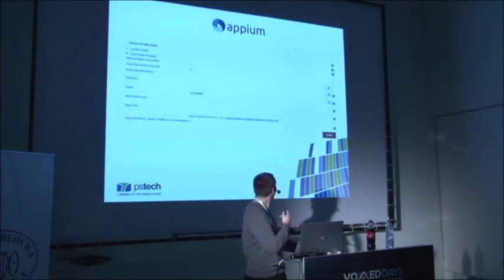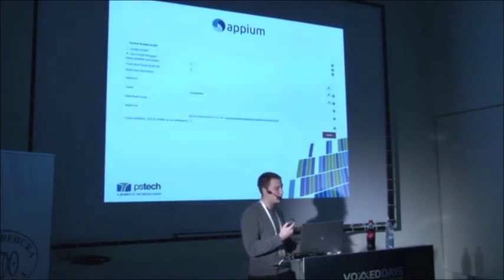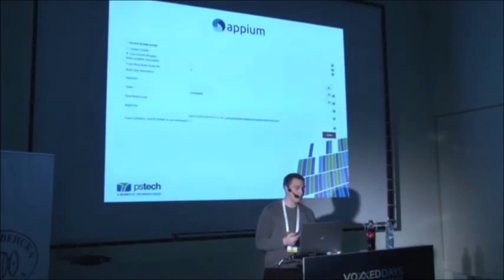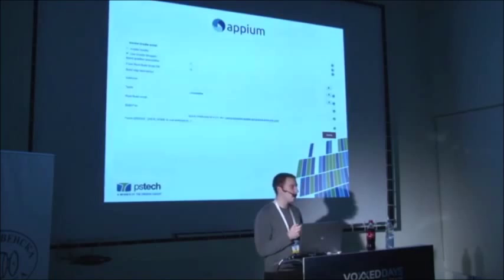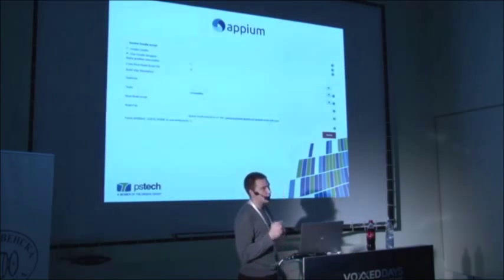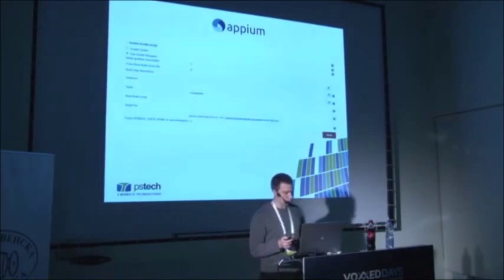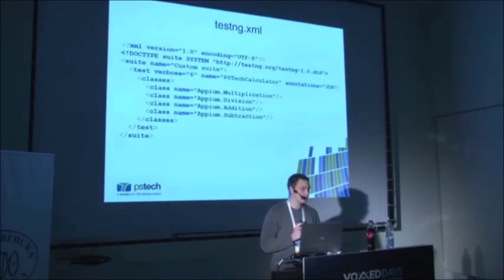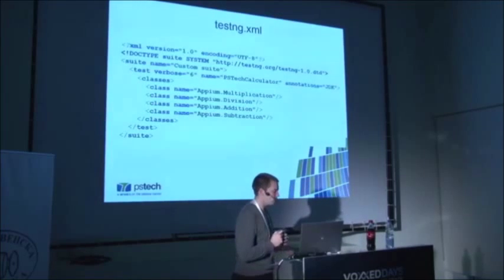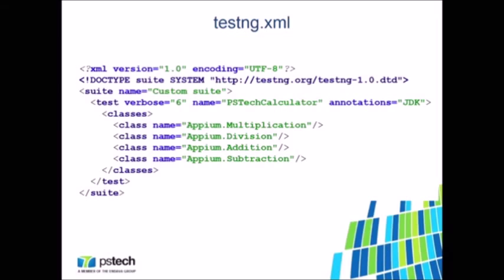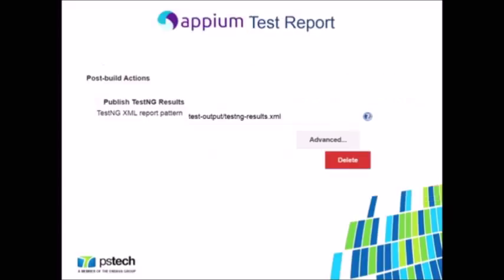The final task is to uninstall all the applications that we installed on the device. Only for Appium this is done manually. All the other frameworks cover this automatically. Here is the look of the testng XML file. Basically, it is a simple XML file where we define all the classes with the tests we want to run.